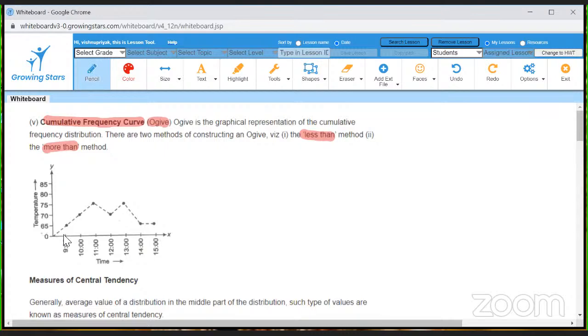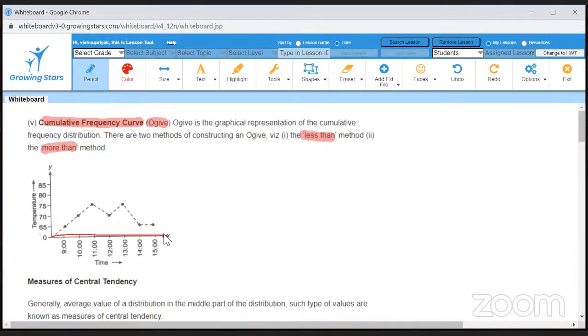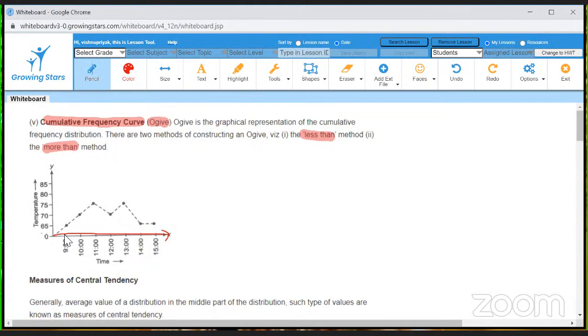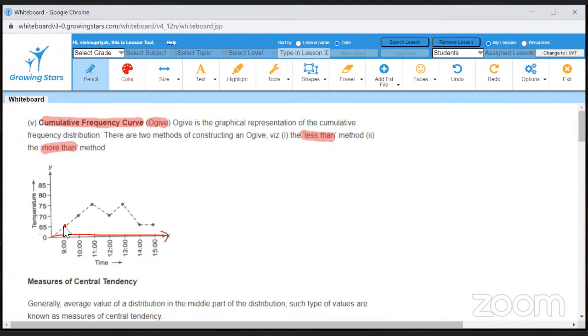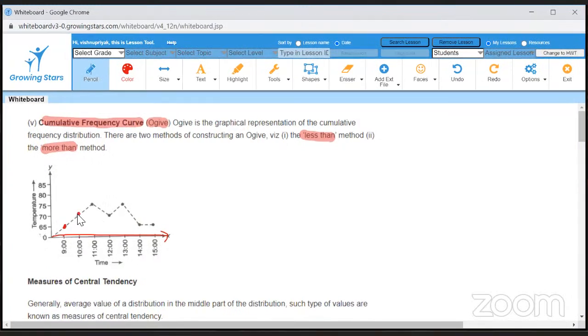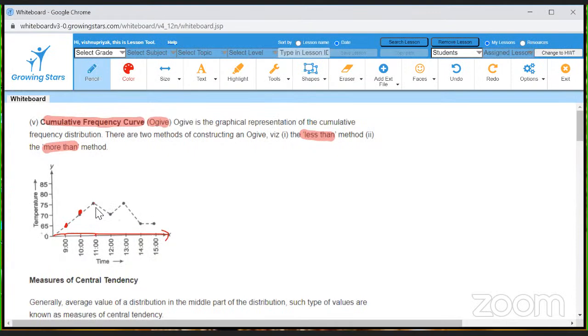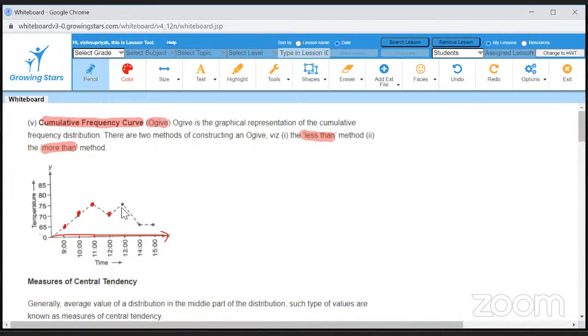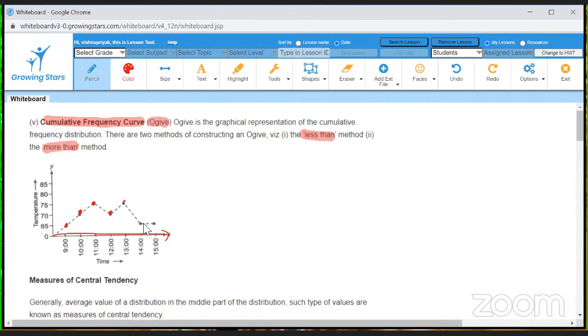How to draw it? Suppose you want to put time on the x-axis. At 9 o'clock, what is the temperature? 65 degrees. At 10 o'clock, the temperature is 70. At 11 o'clock, the temperature is 75. At 12 noon, it is 70. 1 p.m., it is 75. 2 p.m., it is 65. 3 p.m., it is 65. All these you will join. You will get the cumulative frequency curve.